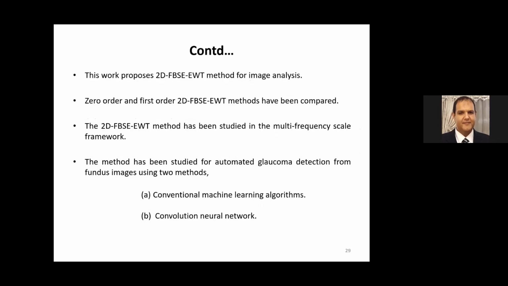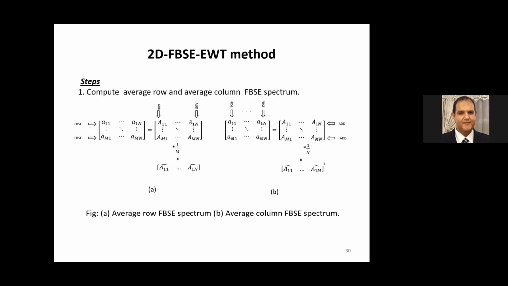And in this work, what we have done is propose this BSEWT method for the two-dimensional case for image analysis. And then we have studied conventional machine learning algorithms like support vector machine and random forest classifier, and advanced machine learning algorithms like convolution neural network and deep neural network. And then we have compared these methods with the other existing methods in the literature.